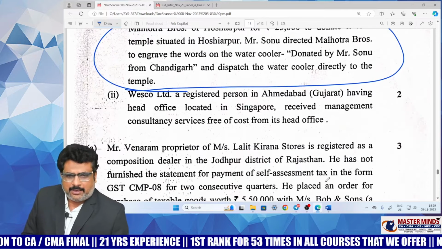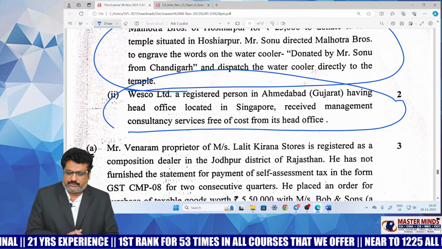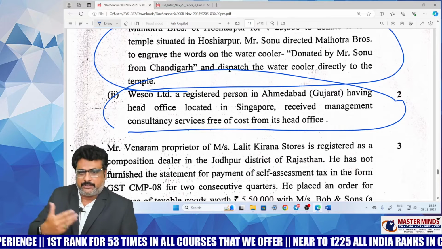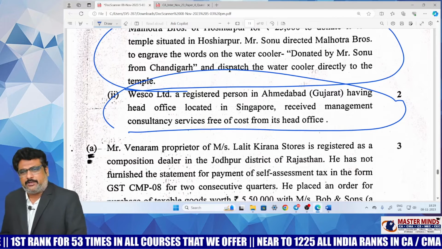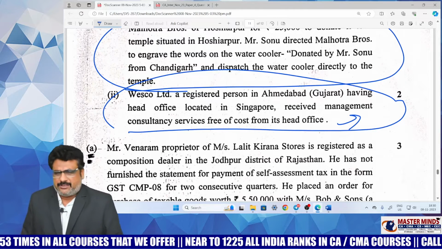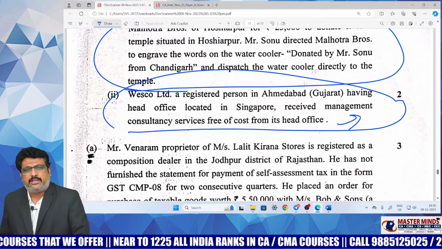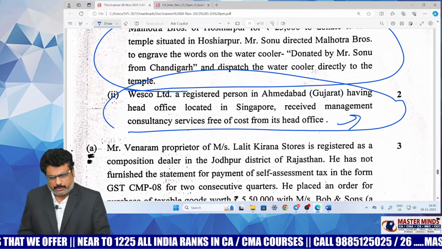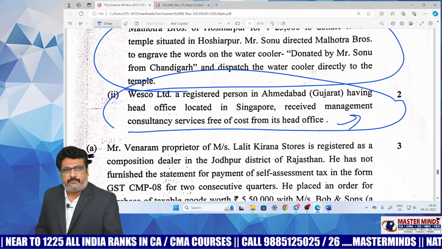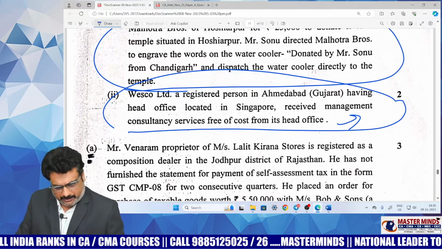And this one, Vesco Limited, a registered person in Ahmedabad, Gujarat, having head office in Singapore, received management consultancy services free of cost. It is also covered in the exam and also covered in our material. It is also a very easy one. It is based majorly on 7.1c. Many times I told you 7.1c is more important, so it comes under the A category only. Every student will study A category questions. That's why it is a straightforward question, in my opinion.